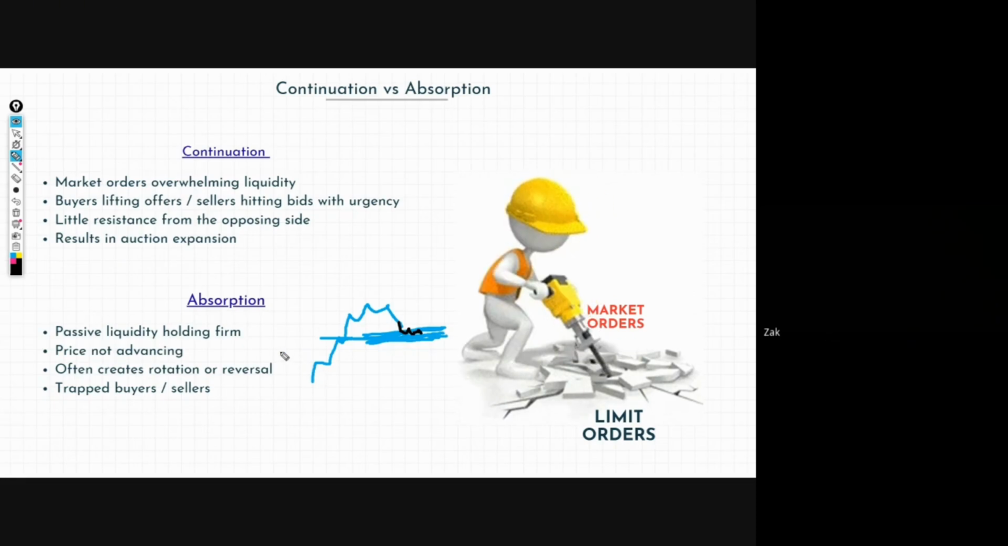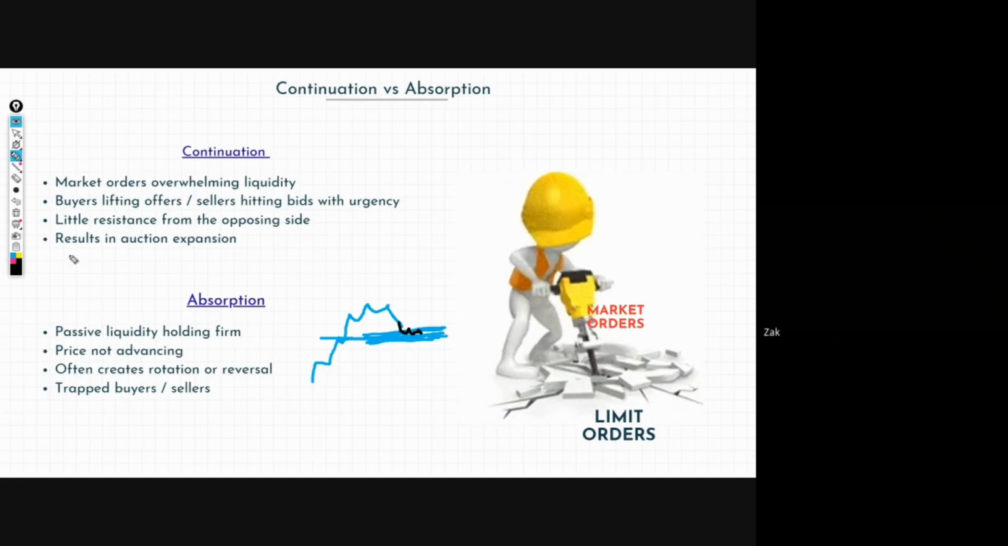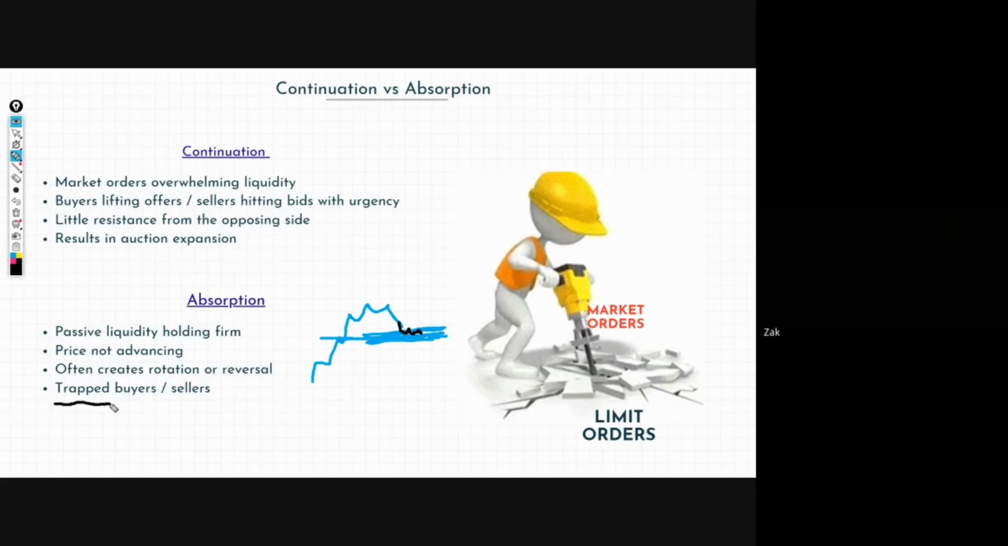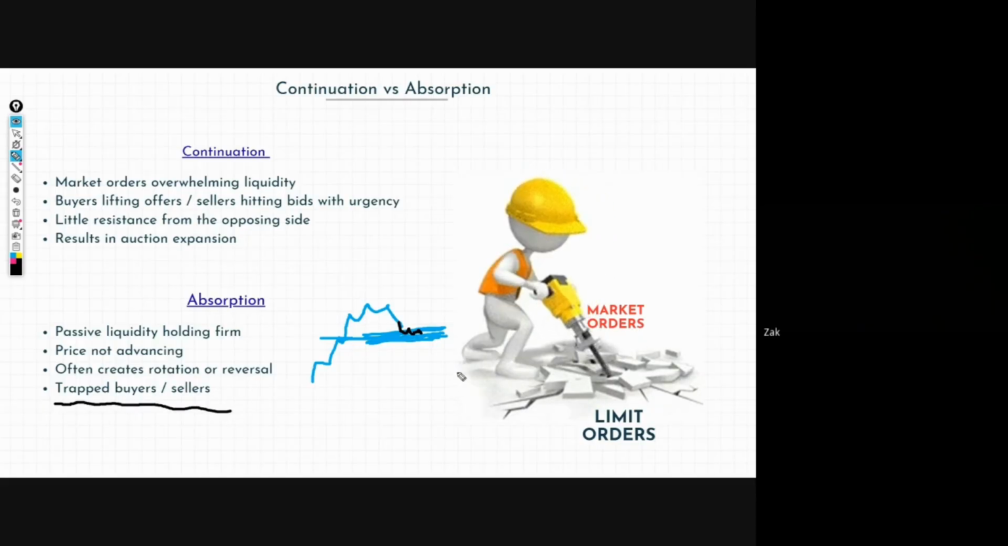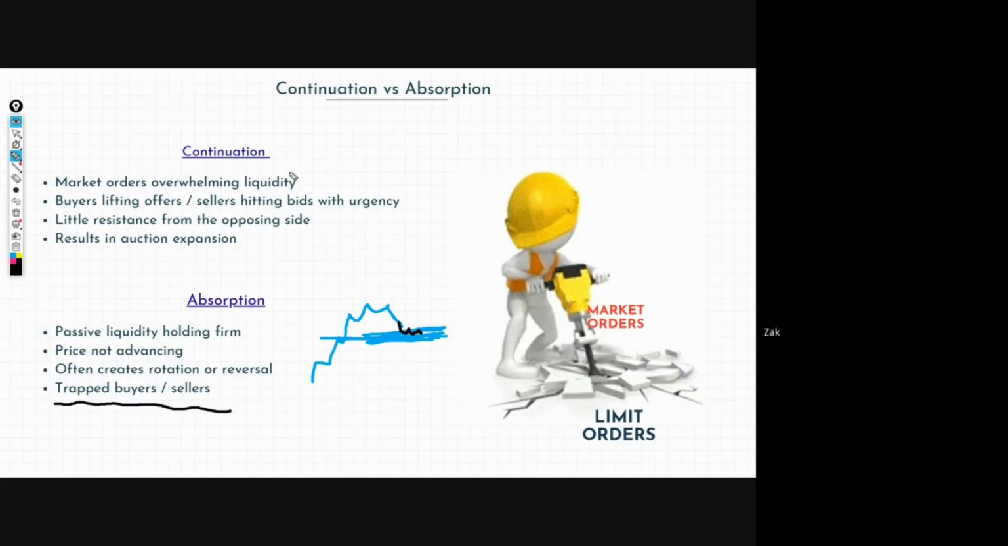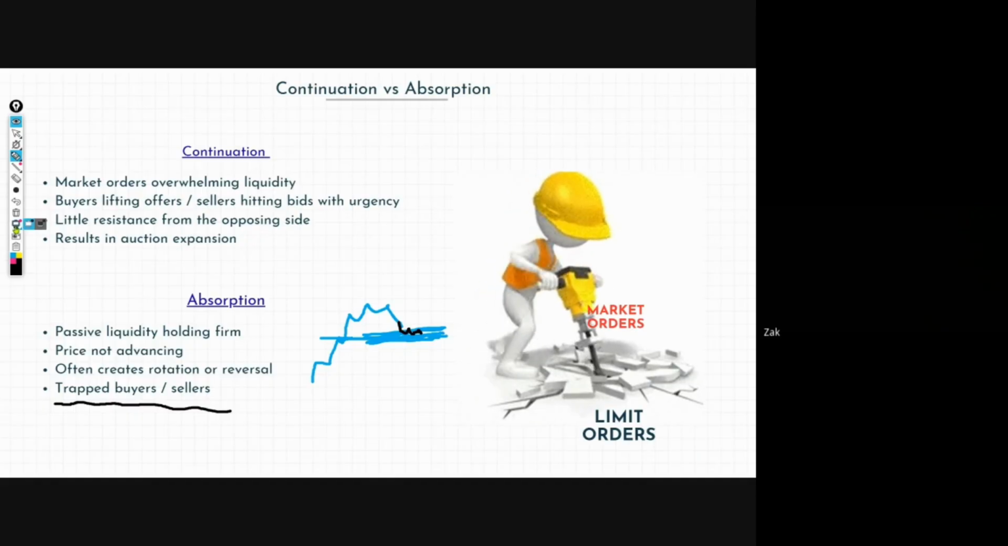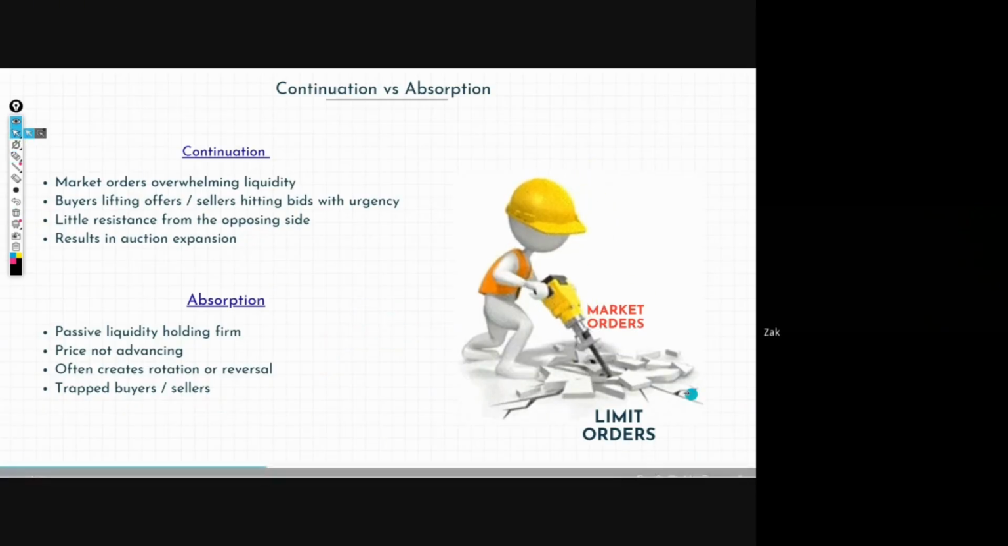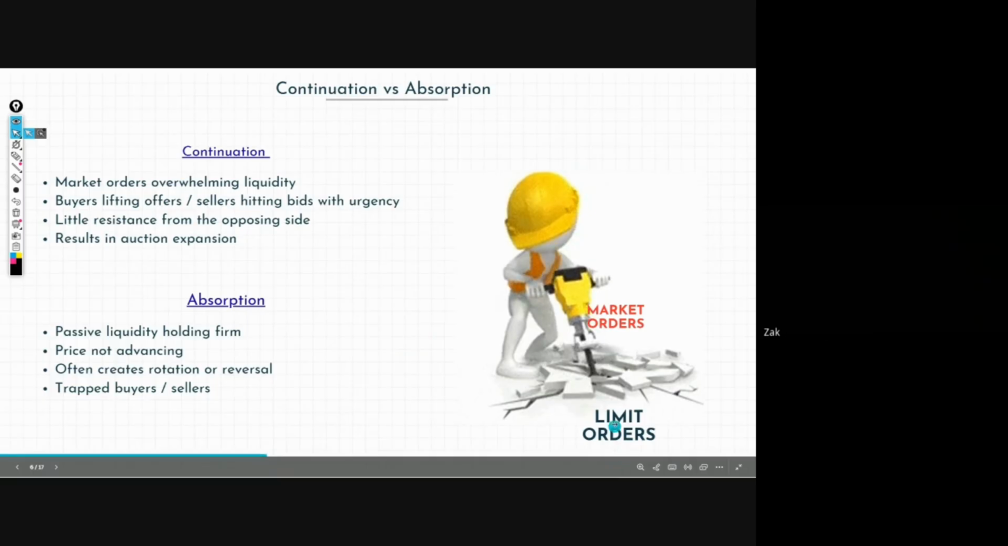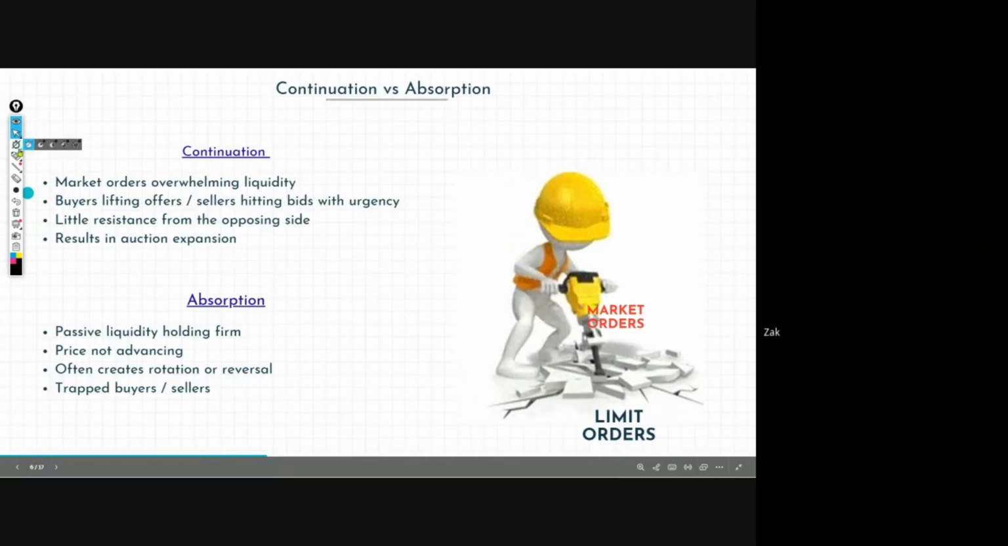Price isn't advancing. It often creates rotations and reversals. And this is where this concept of trapped buyers and sellers comes from. I'll show some examples where we'll be able to see that stuff. And then I found this little GIF. I added the annotations to it, but this is how I like to imagine it.